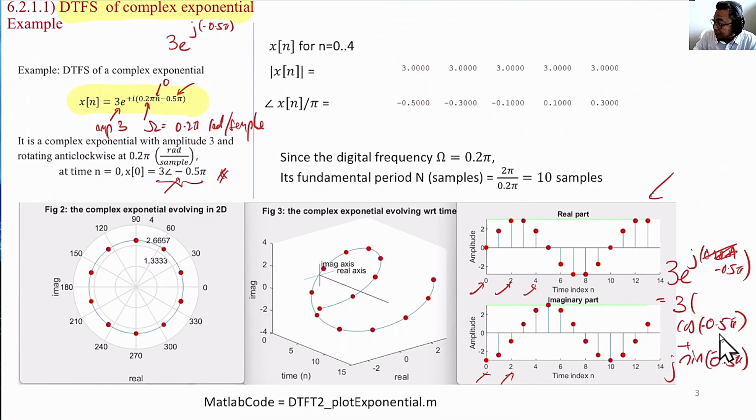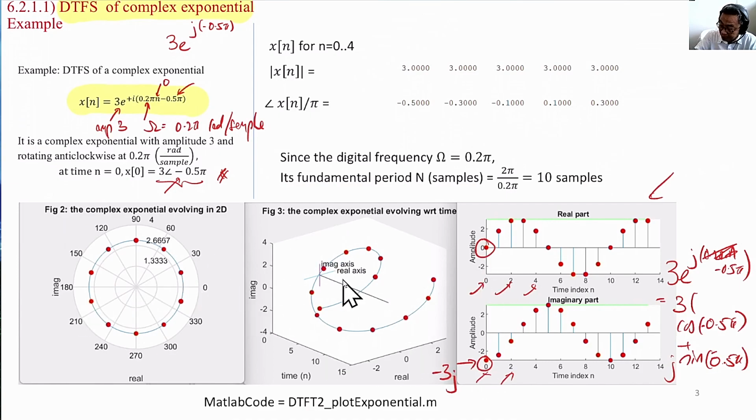Cosine of minus 0.5 pi is 0 over here, and sine of minus 0.5 pi is minus 1, so this is minus j times 3. So this point is exactly minus 3j. Now, so we have the real part is 0 and the imaginary part is minus 3.